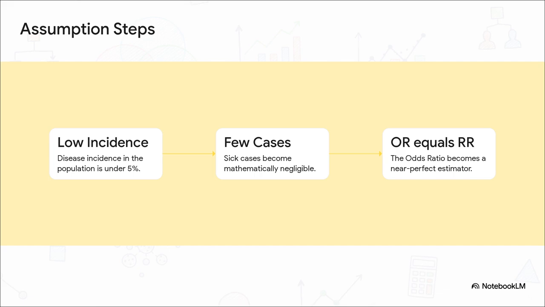First, the disease we're studying must have a very low baseline incidence in the population, typically under 5%. Because the disease is rare, the number of sick cases in our study becomes mathematically negligible compared to the massive sea of healthy people. And when that happens, something magical occurs. The backward-looking odds ratio suddenly transforms into a near-perfect estimator of the true forward-looking relative risk.